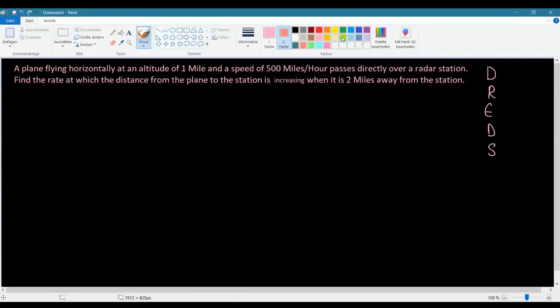Okay, today we're going to do one of the slightly higher level problems. It's probably in the middle. It's on the harder side of the Calculus 1 related rate word problems.